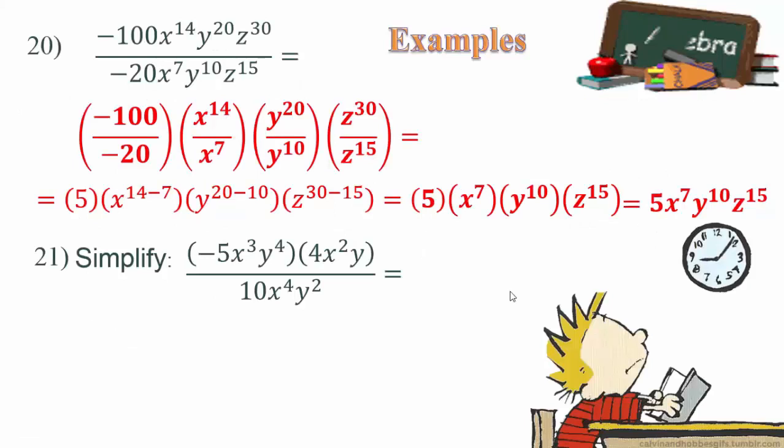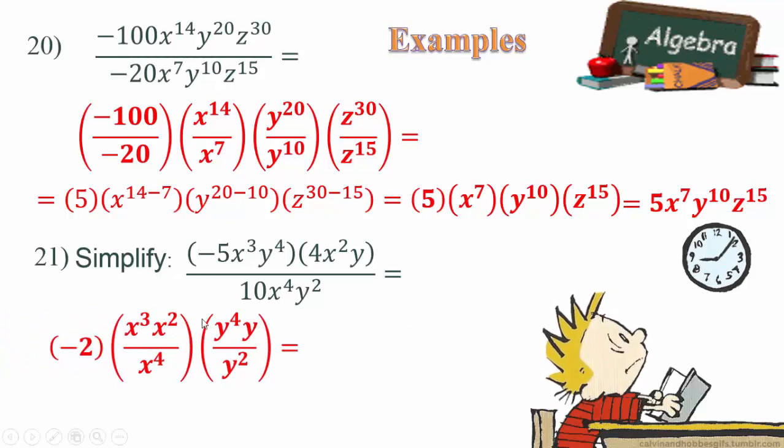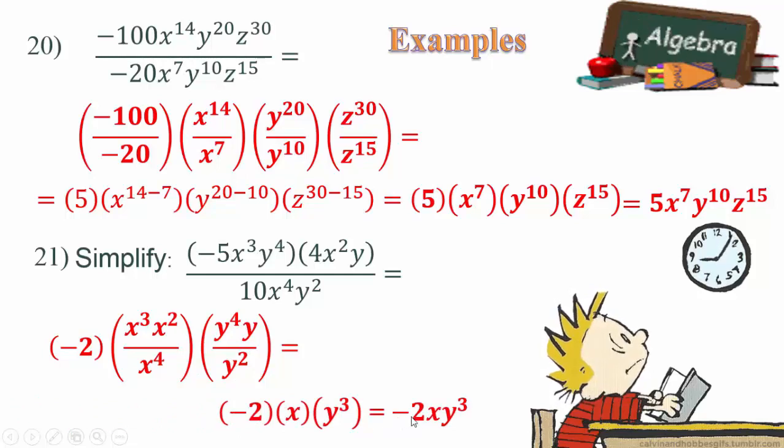In reviewing what we just did on the whiteboard, we see that we get, putting together all the coefficients, negative 2, and then we put the x's in the next bracket, the y's in the y bracket, and work each one of these out separately till we finally get negative 2xy cubed.